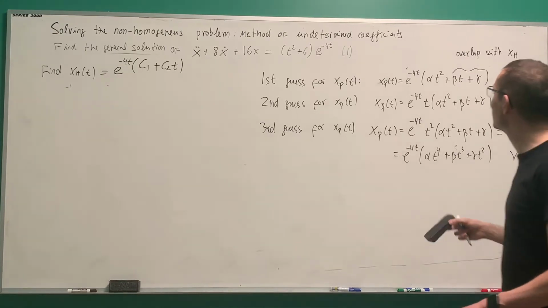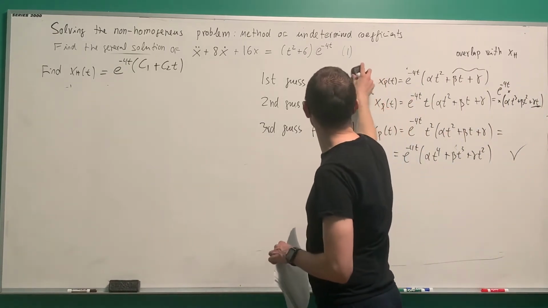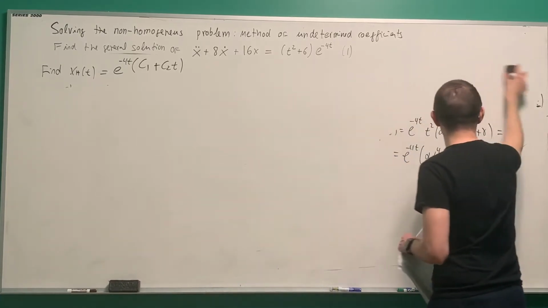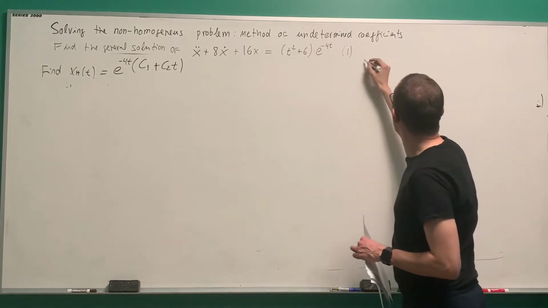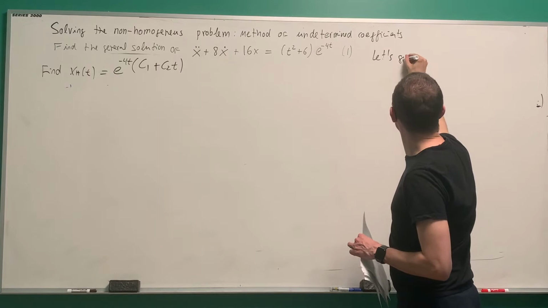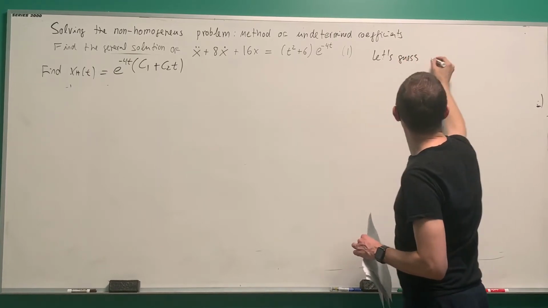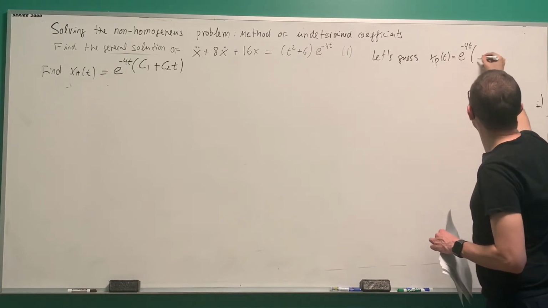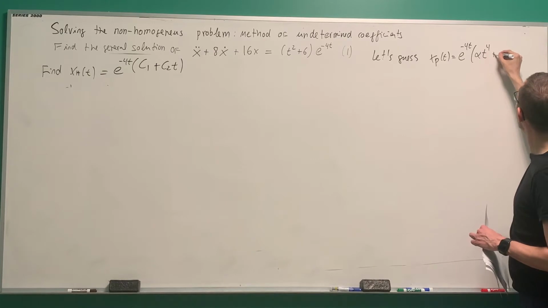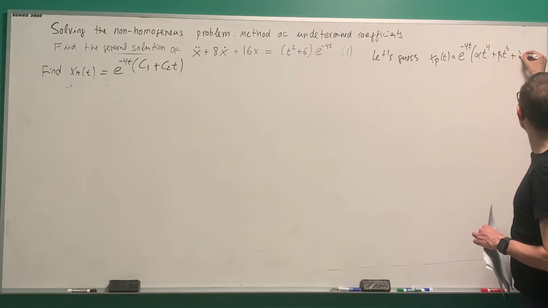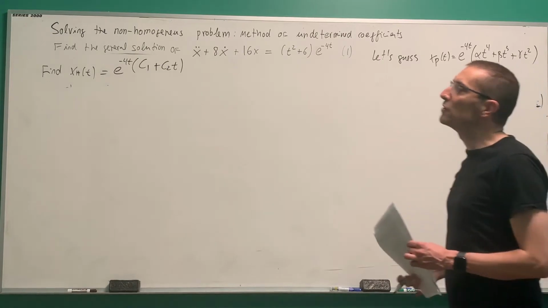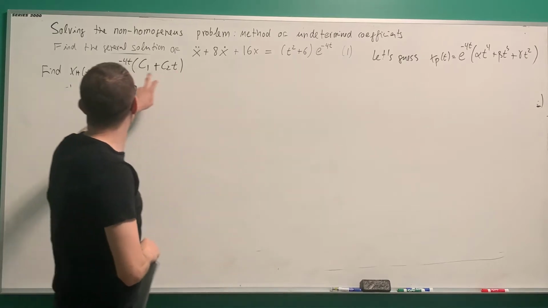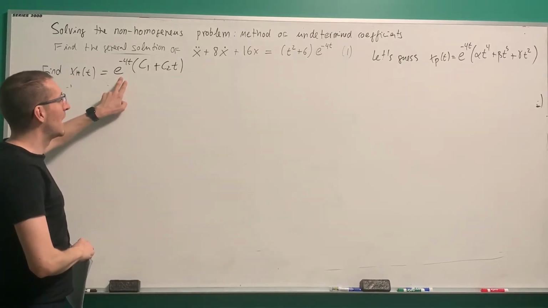Now that we know what is the right guess, I'm going to write it here. The right guess is, let's guess x_p of t equals e to the minus 4t, alpha t to the 4 plus beta t cubed plus gamma t squared. And you see this happens because the inhomogeneity is of the same form as the homogeneous solution. At least it's got some overlap.